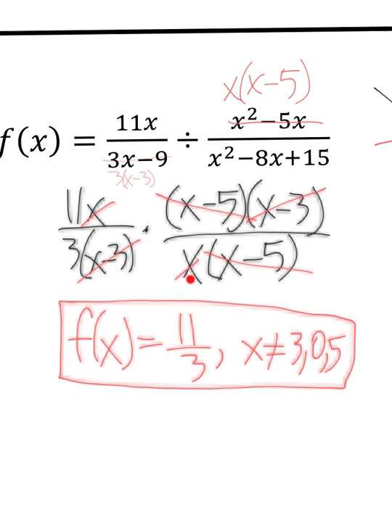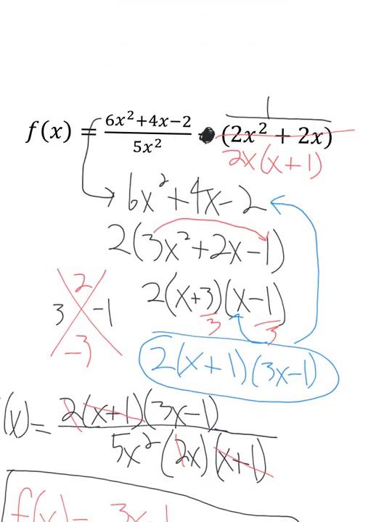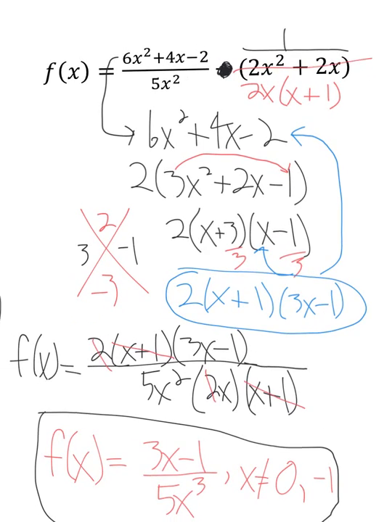Couldn't plug in a 0 there or 5 there. So that's where I got x can equal 3, 0, or 5. The next one was a little bit tricky because you see how it says 6x squared plus 4x minus 2?